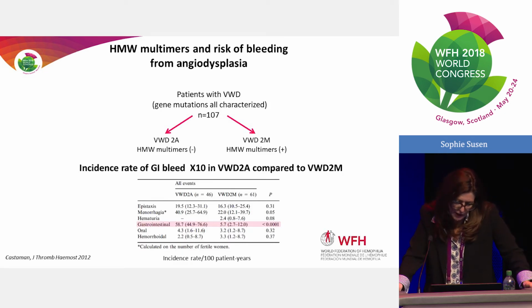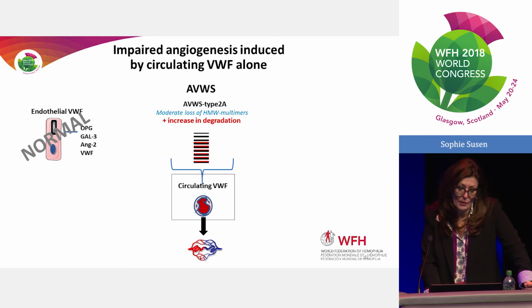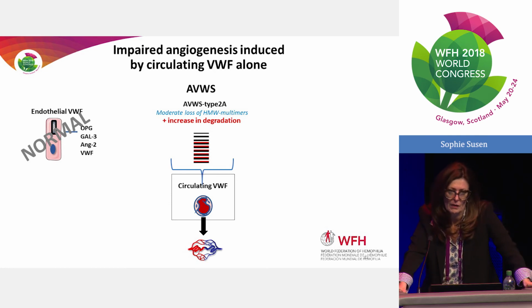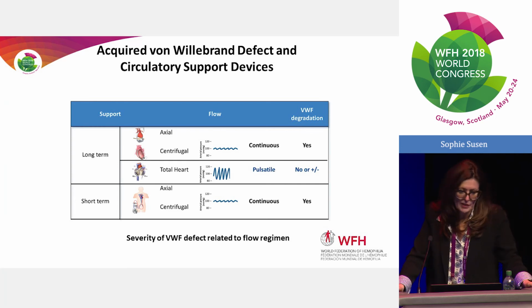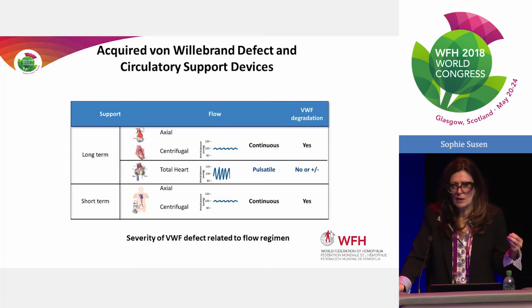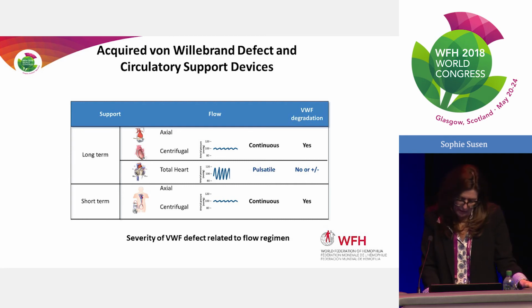And in 2012, Giancarlo Castaman published this very interesting paper in which he showed that the lack of high molecular weight multimers increased by tenfold the risk of GI bleeding in von Willebrand disease. So there is something to do with the circulating high molecular weight multimers. And that's the situation of acquired von Willebrand syndrome, in which the endothelial component is normal, and the only abnormality is circulating von Willebrand factor. And so what we've learned is that the severity of the decrease in high molecular weight multimers depends on the device that you implant. In some devices, you have less decrease of high molecular weight multimers because they preserve von Willebrand factor.